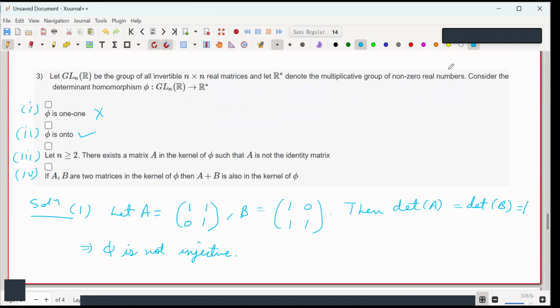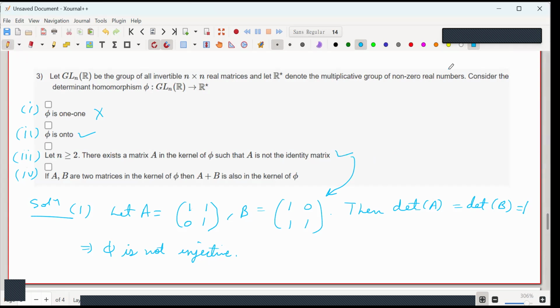So let n greater than or equal to 2. There exists a matrix A in the kernel of phi such that A is not the identity matrix. Yes, sir. The example for the first one itself. So the kernel of phi means all matrices which are mapping to 1. I can simply point out to these examples. Good.